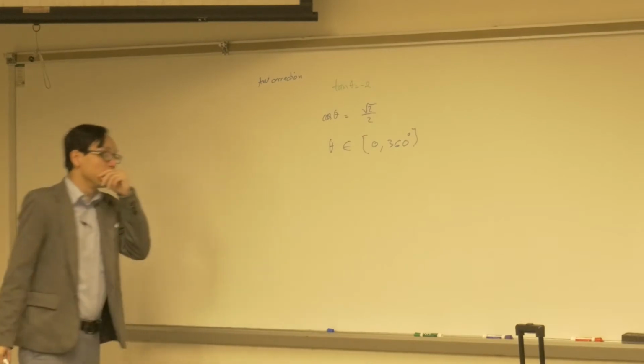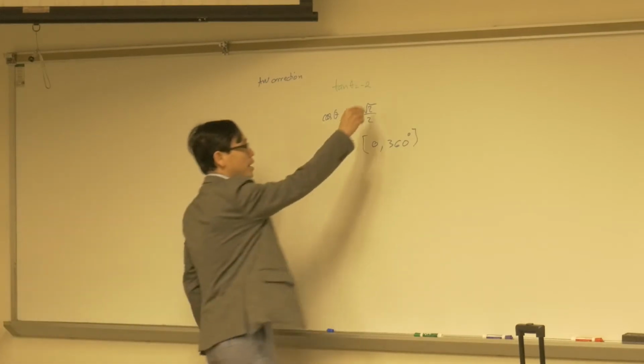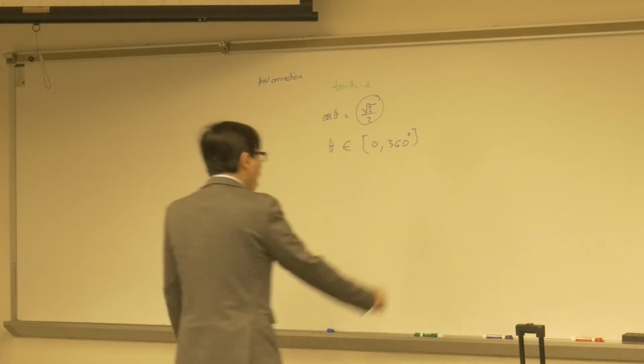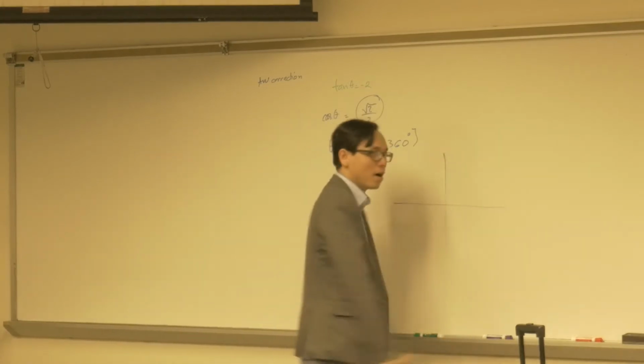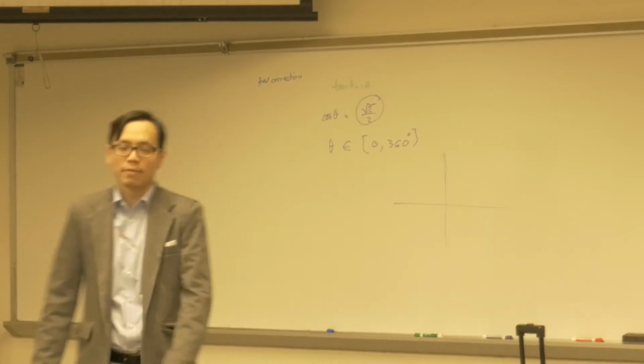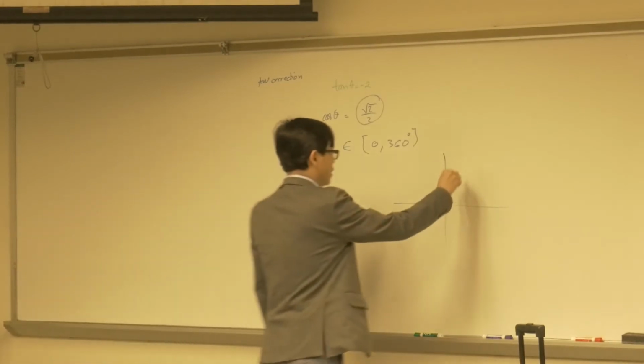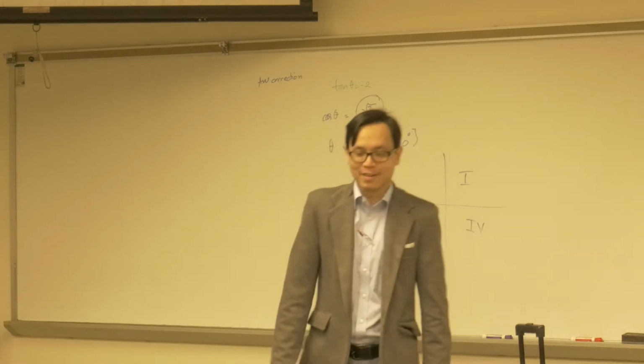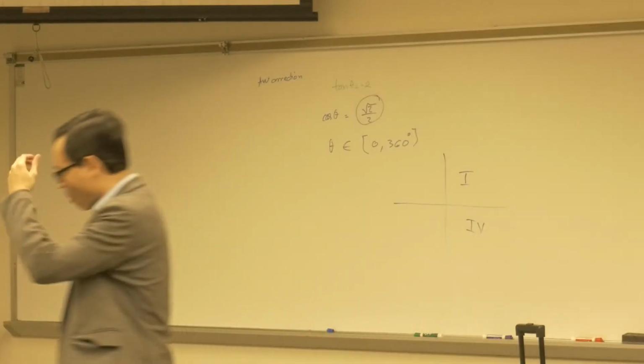So this is what you do. First of all, you look at the value here, and this is cosine, and the value of cosine is positive. What quadrant is cosine positive? Anyone? First quadrant and fourth quadrant. Exactly. That is what you have to memorize.